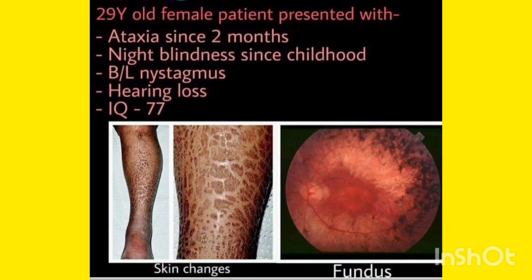IQ is 77. And look at the skin. The skin changes, ichthyosis, that is also due to which disease? All these are due to which disease? Ataxia, night blindness, retinitis pigmentosa, nystagmus, hearing loss, and ichthyosis. So these are due to which disease? Refsum disease.